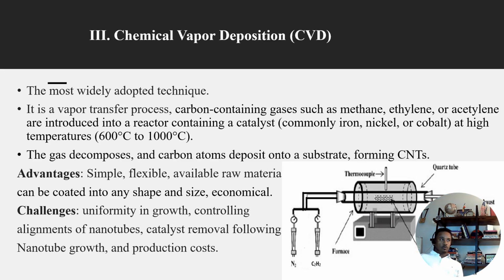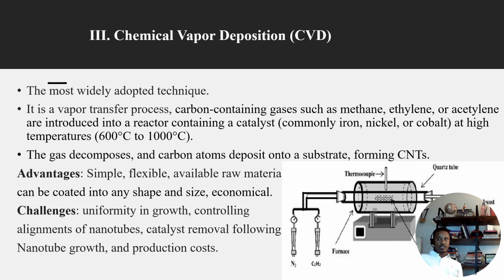The third and most important fabrication technique I like to cover is chemical vapor deposition. Chemical vapor deposition is the most widely adopted technique in the production of carbon nanotubes so far. In CVD, to initiate the process, gases such as nitrogen and another carbon-containing gas such as methane, ethylene, or acetylene are introduced into a reactor containing a catalyst, commonly iron, nickel, or cobalt, on top of a substrate like silicon, at high temperature, around between 600 and 1000 degrees centigrade.